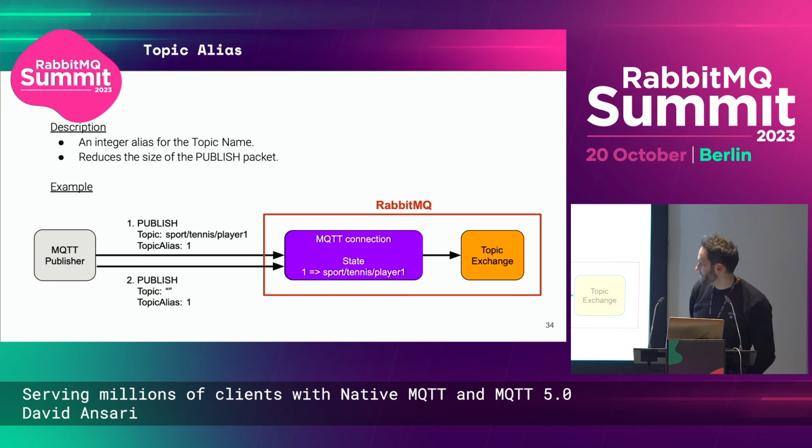It works by the publisher sending a topic, so sport/tennis/player1, and then it also sets a topic alias. This defines this mapping. And then RabbitMQ will remember this mapping in the MQTT connection, so in the process state, because this is not part of the session state, so this doesn't need to be persisted. And from then on, whenever the publisher wants to send a message to that topic, it just leaves the topic empty, and instead just sets the simple topic alias 1 in this case.